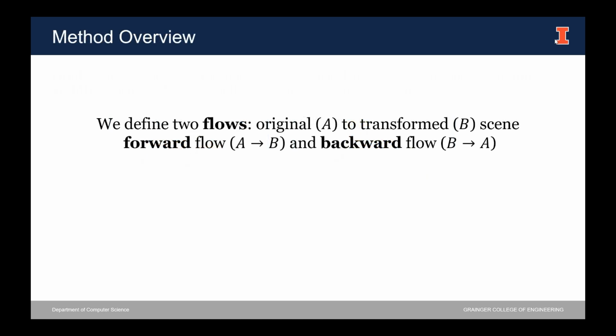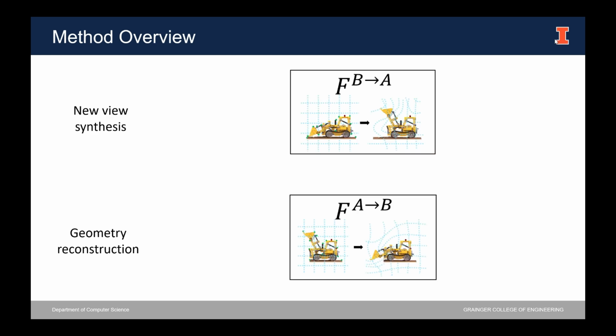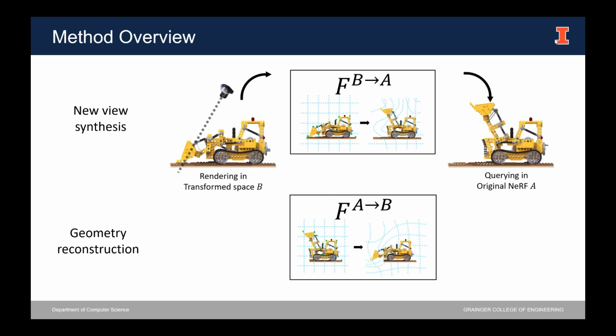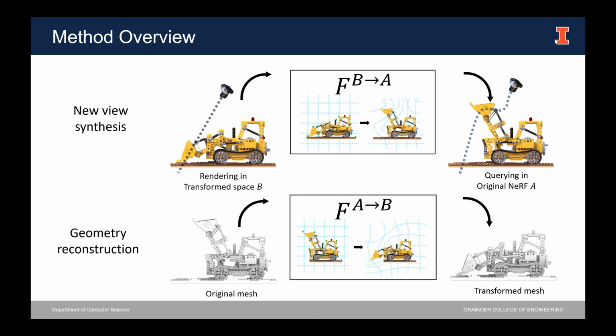At its core, our method recovers both 3D scene flows, a forward flow A to B and a backward flow B to A, to link the original scene A and the transformed scene B. To render novel views of the transformed scene B, we sample points along the ray in the transformed scene and apply the backward 3D scene flow, F_B to A, to obtain the corresponding points. These transformed points are then fed to the original NeRF-based rendering. Similarly, the original mesh is obtained from the NeRF of the original scene with the classical marching cubes algorithm, and the transformed mesh is then obtained by applying the forward flow to all the original vertices.